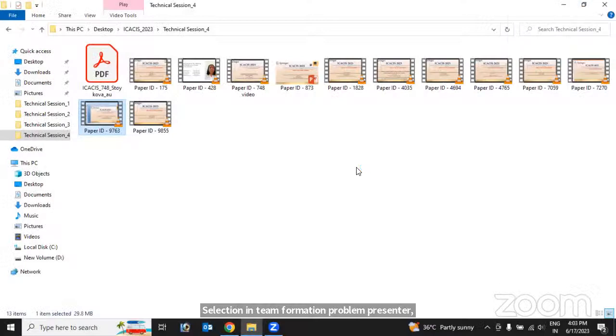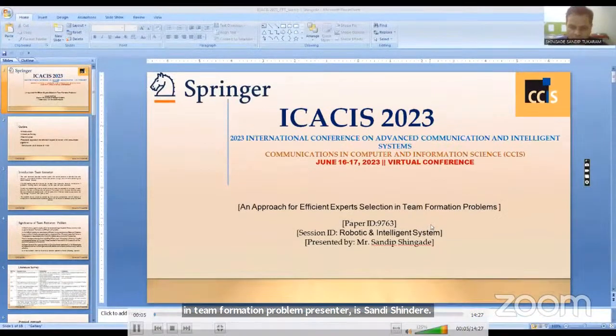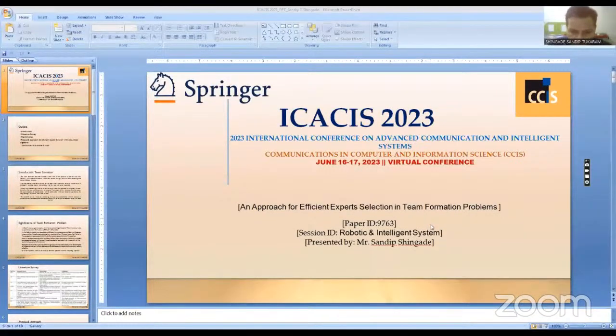Next paper ID is 9763. The paper title is An Approach for Efficient Expert Selection in Team Formation Problem. Presenter is Sandeep Shingare. Good afternoon all. My name is Sandeep Shingade, research scholar from IIT Roorkee. Today I am going to present my research work, An Approach for the Efficient Expert Selection from the Team Formation Problem. My paper ID is 9763.